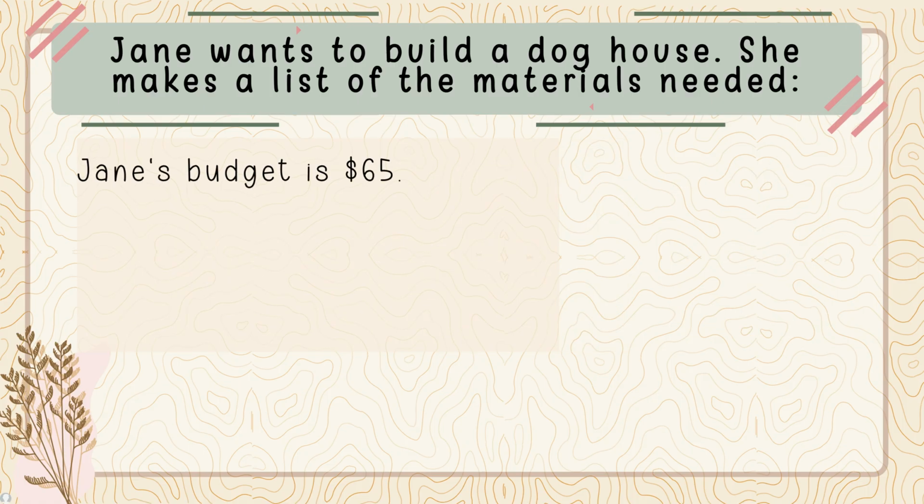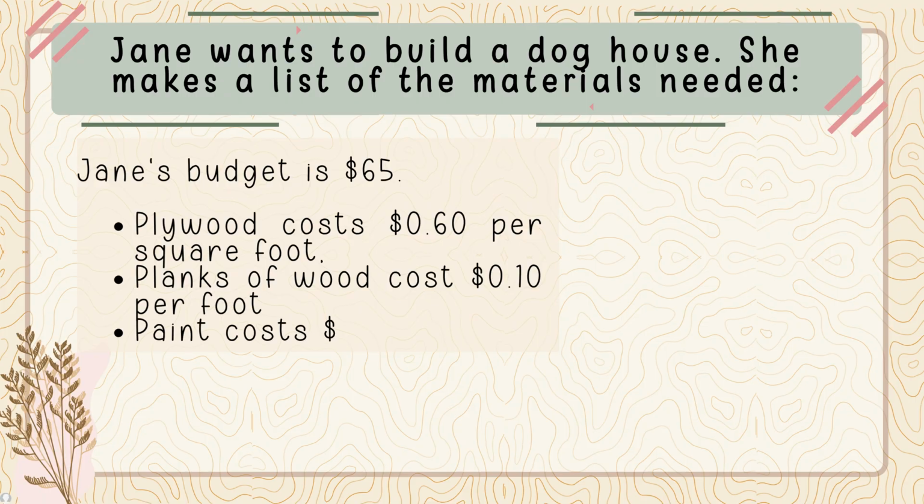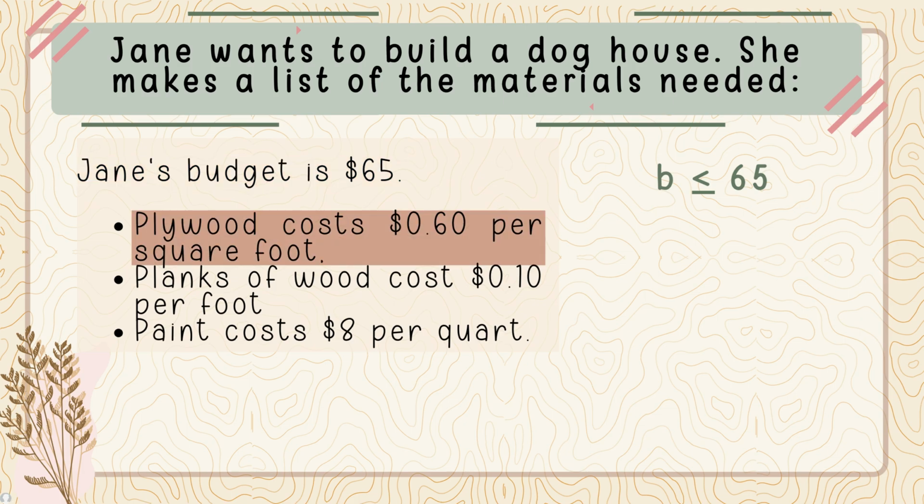We also have her budget. Jane's budget is $65, and plywood costs 60 cents per square foot, planks of wood cost 10 cents per foot, and paint costs $8 a quart. So Jane's budget is $65. That means that her budget must be less than or equal to 65, since it can't go over that. So to get her budget, we need to figure out how much she spends on each material.